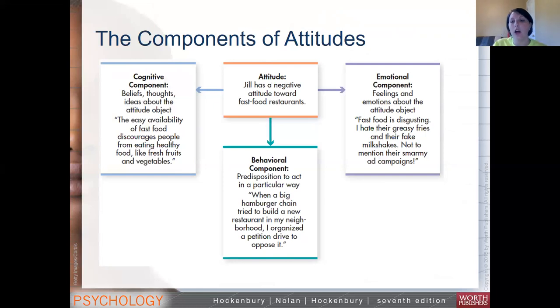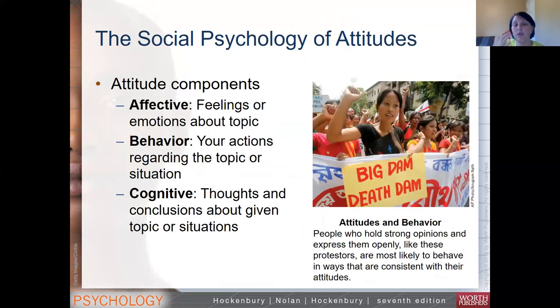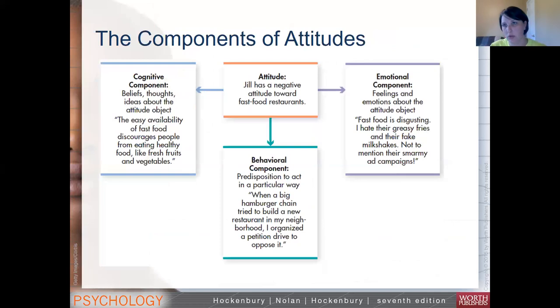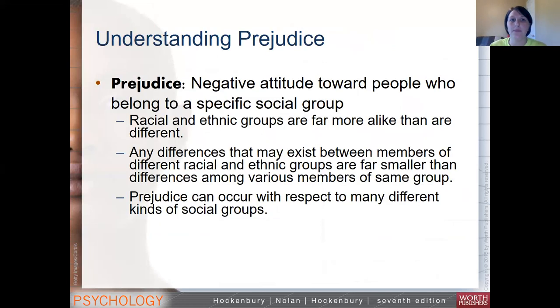Now, remember in psychology, and this is something I kind of breezed over, but I just wanted to make sure everyone understood: in psychology, the word affect actually means emotion. So if you see affective or affect, I'm referring to the emotional side of things. That's why it's the ABCs of attitude. And here it says emotional component, but that's the affective component. Just want to clarify that.